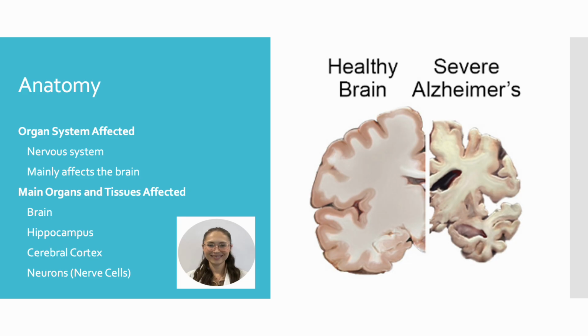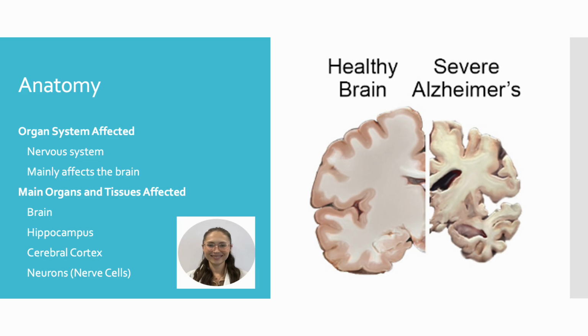So, on this slide here is the anatomy of the Alzheimer's disease. Alzheimer's disease mainly affects the nervous system, especially the brain. The first area that is damaged is usually the hippocampus, which is responsible for forming new memories. As the disease gets worse, it spreads to the cerebral cortex, which controls things like thinking, language, decision making, and problem solving.